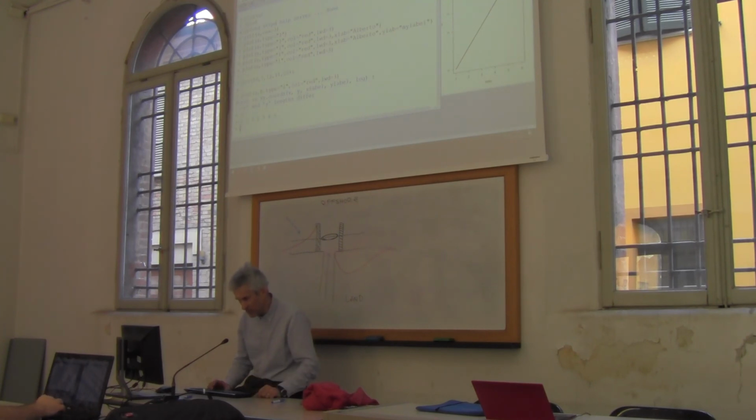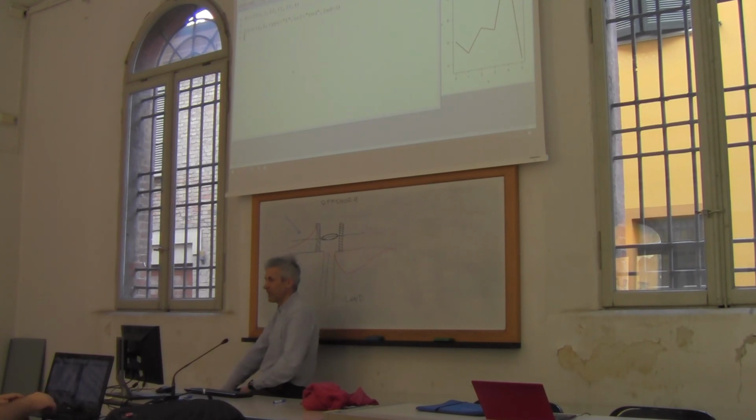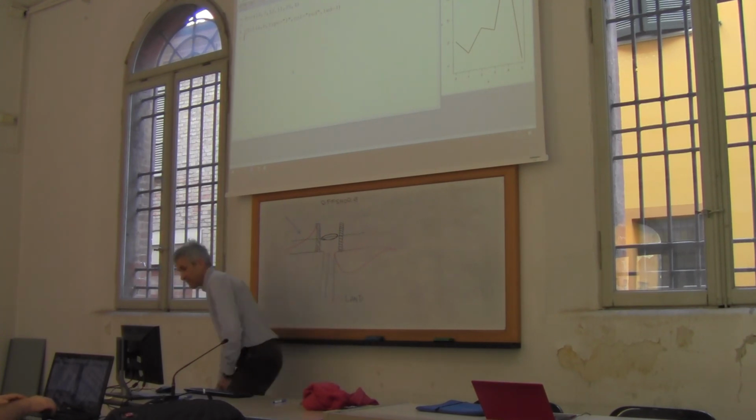So a counts 6 elements, b counts 5 elements. So let me redefine b. I redefine b, and let me now plot a, b. So this is the plot of a, b, where a is the abscissa, b is the ordinate.